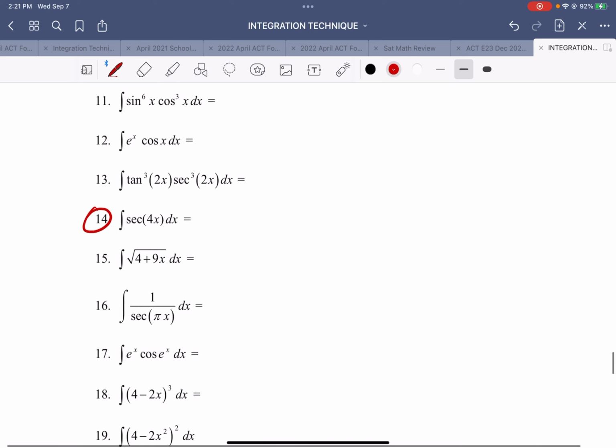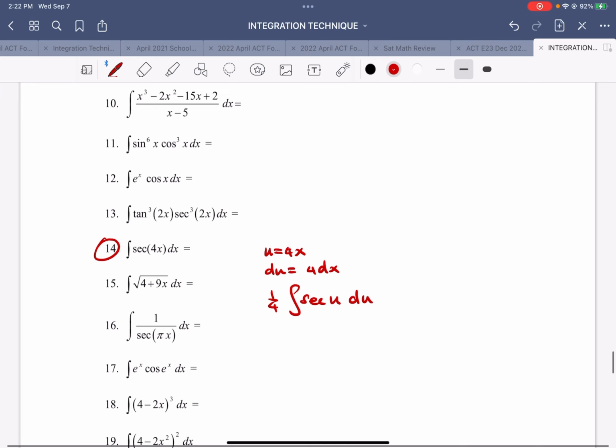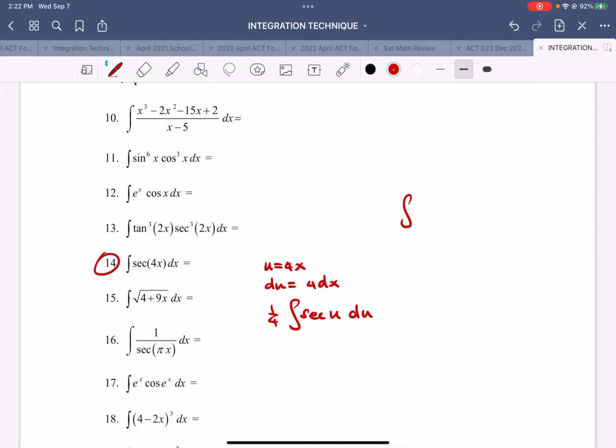So I'm going to do secant 4x. First of all, let's say u equals 4x, then du equals 4 dx. So the integral of secant u times 1 over 4 du. Now, what I want you to memorize is this: the integral of secant x dx. This one you just need to memorize.